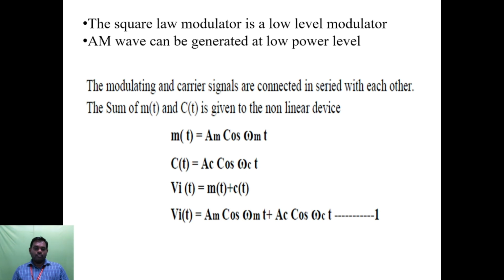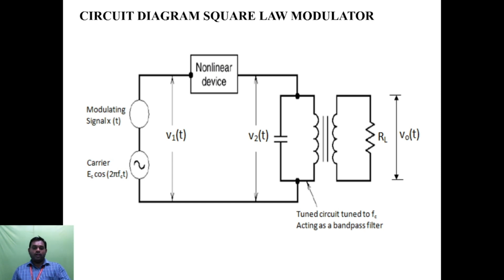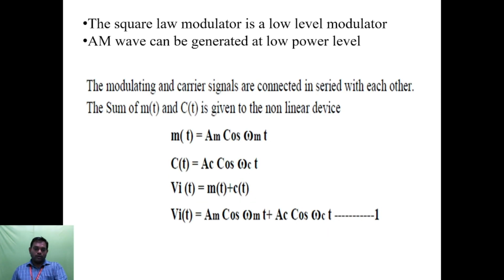We know that m of t is the modulating signal or baseband signal or low frequency signal. The equation of m of t is equal to Am cos omega m t. The equation of the carrier signal c of t is equal to Ac cos omega c t. Then the combination of m of t plus c of t is called v1 of t.